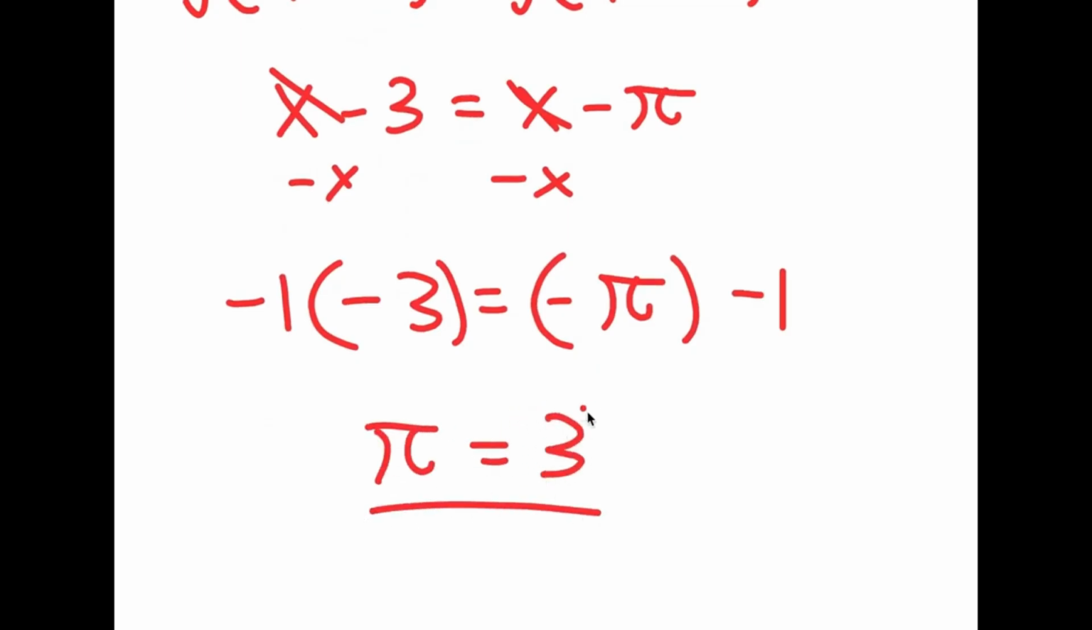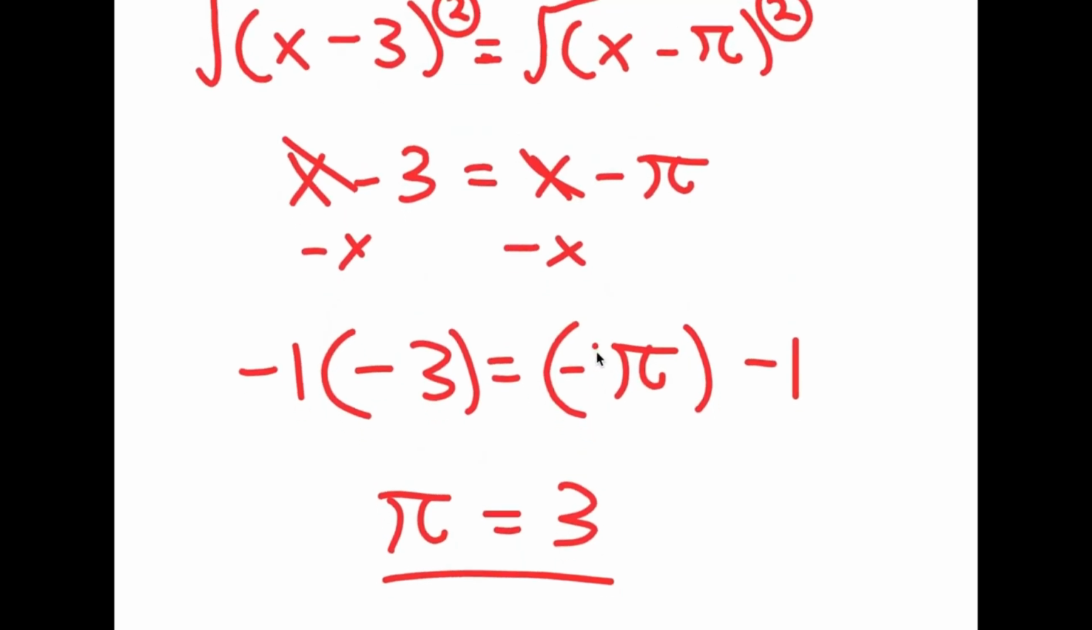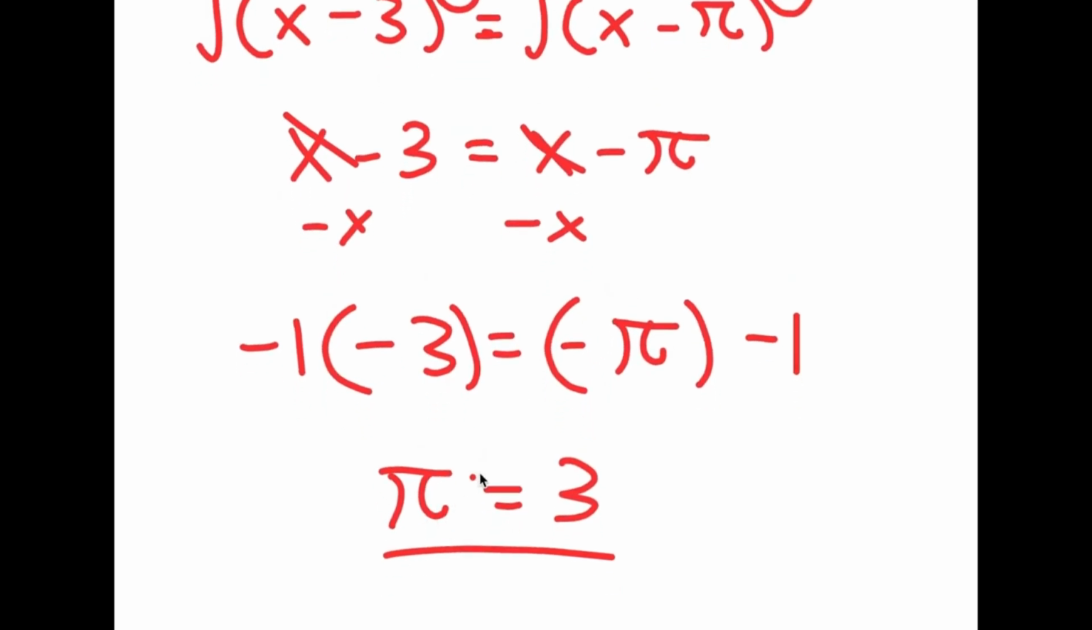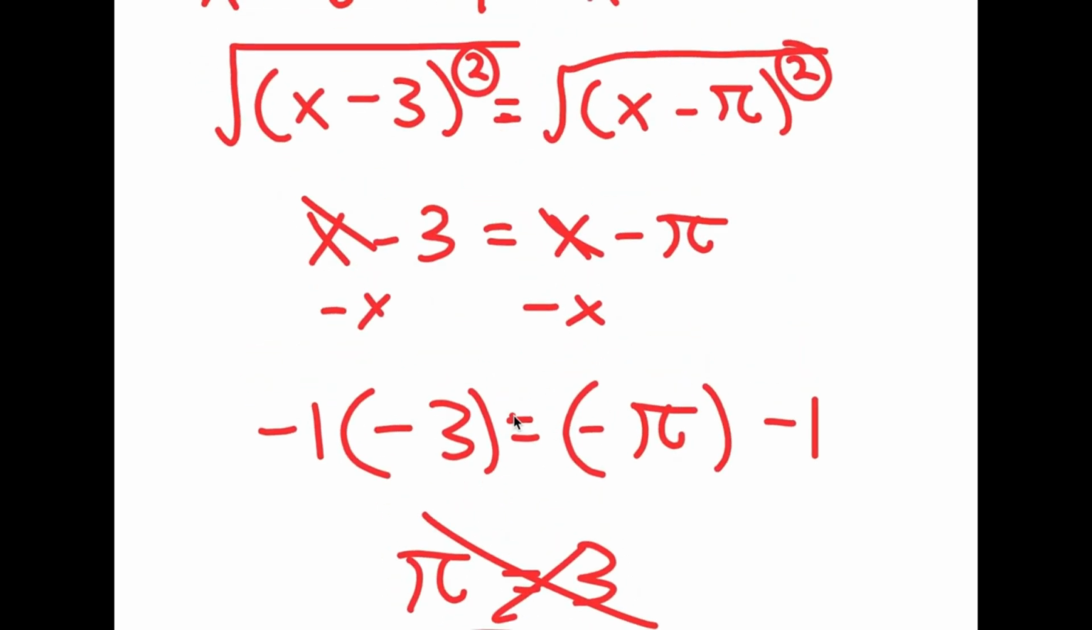So there you have it. I just proved that pi is equal to 3. So now where did I go wrong? Because obviously we know that pi is not equal to 3. So where did I go wrong?